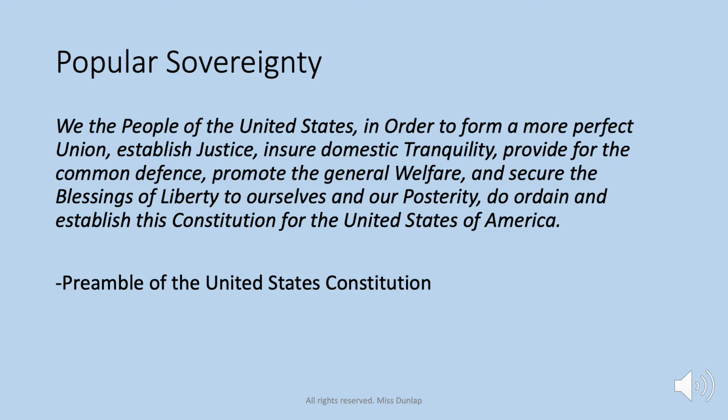Now we're on to popular sovereignty. This text that you're seeing is actually the preamble of the United States Constitution, and you can see the first three words say "We the people." With this phrase, the framers acknowledge that the ultimate source of power rests with the people. This is considered the concept known as popular sovereignty.